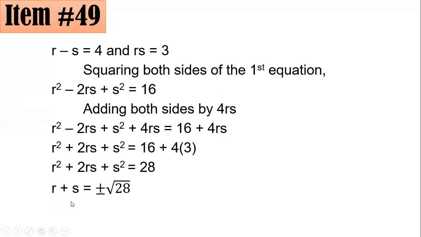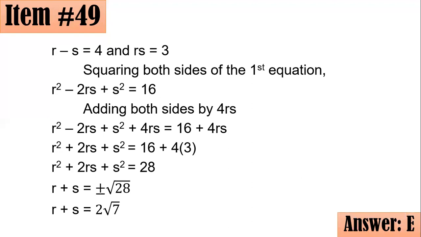R plus S equals plus minus square root of 28. That's actually plus minus 2 square root of 7. But since we are after only the positive value, that's the reason I omitted the negative value. And as you can see, none of the choices match. Therefore, letter E is the correct answer here.